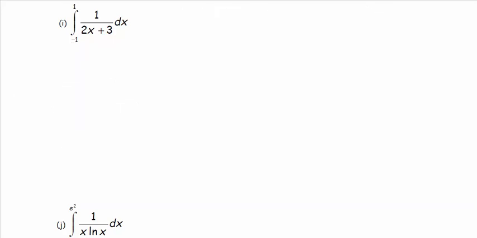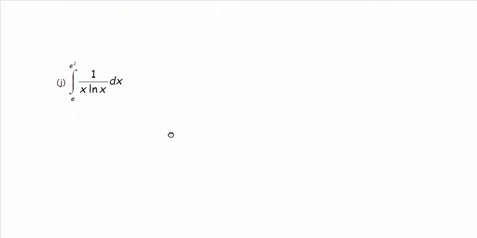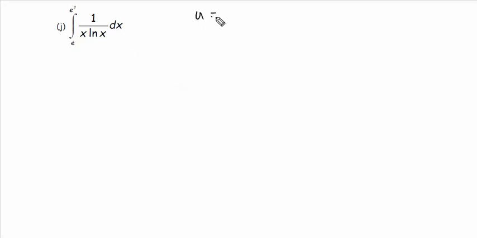Let's try again. So we have the integral from e to e squared of 1 over x ln of x dx. So let's let u be natural log of x, which might be a little bit strange, but if you think about it, du will be 1 over x dx. Then we have 1 over x and then dx.